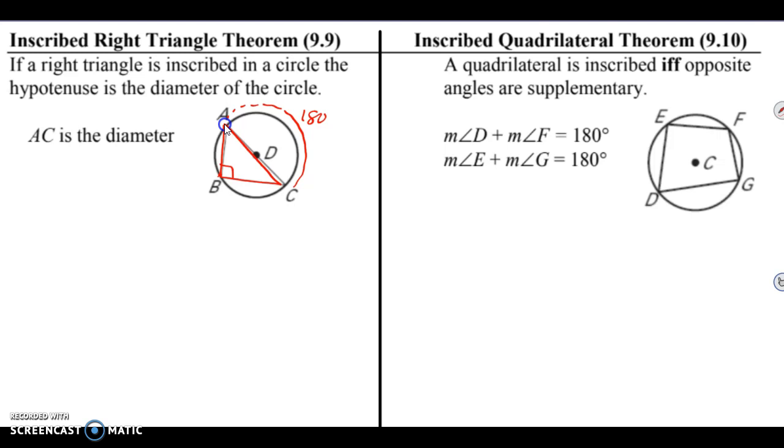On the right side of the screen, a quadrilateral is inscribed if and only if opposite angles are supplementary. So when you have a quadrilateral where all 4 vertices are on the circle, the opposite angles are supplementary, meaning this first one, angle D plus angle F, you add those up, you get 180. Angle E plus angle G, you add those up, you get 180. But that only works when all 4 vertices are on the circle.